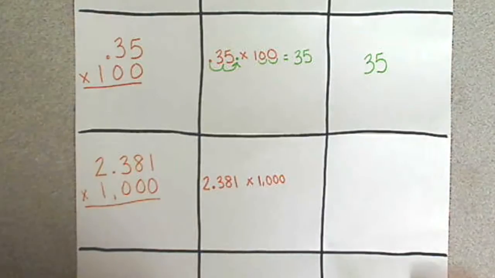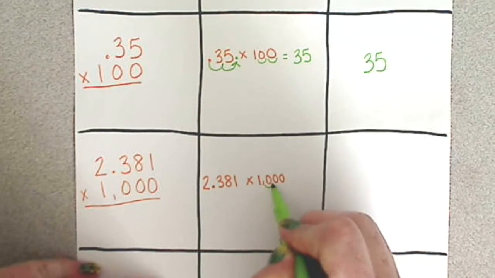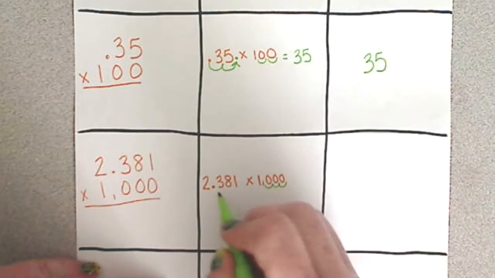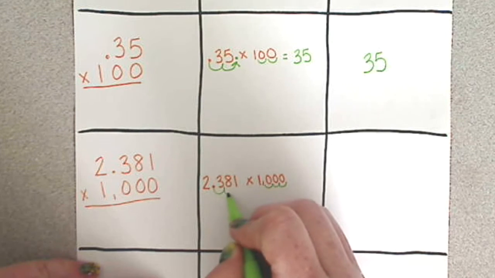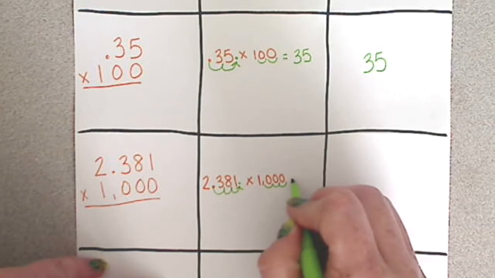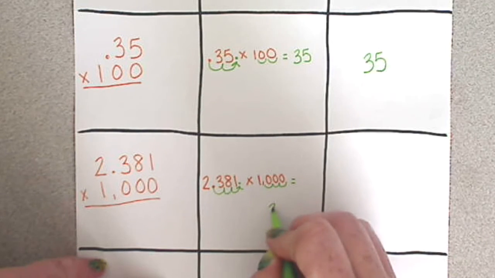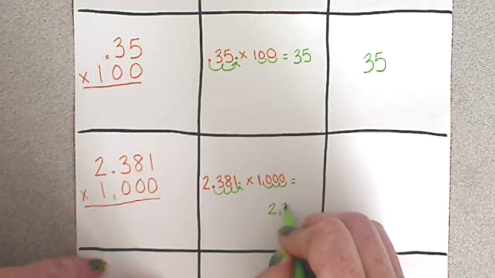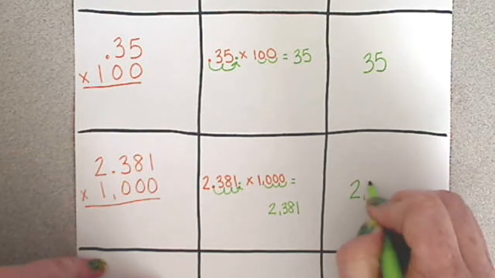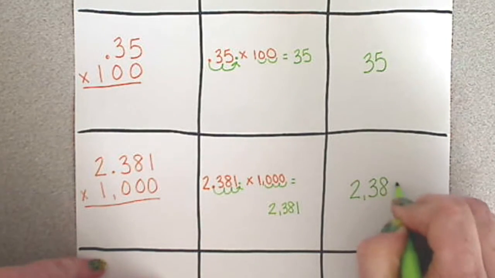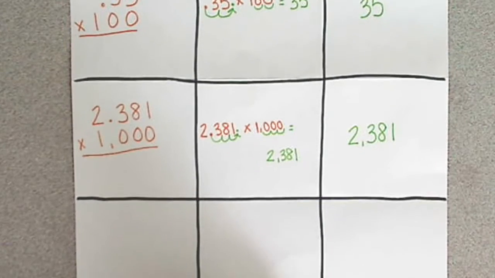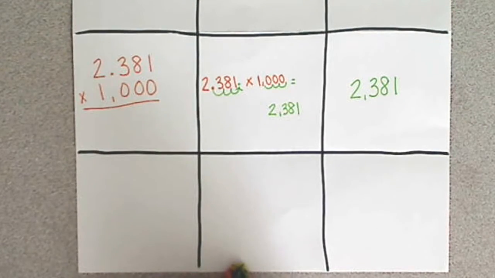Count the zeros in the second factor. 1, 2, 3. And move the decimal in your first factor. 1, 2, 3. Which gives us our product of 2,381. Easy, easy, easy. Simply moving a decimal. That's all you got to do.